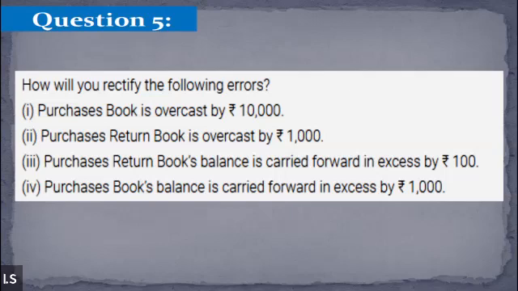So could you just tell me, in order to rectify this particular error, what should we do now? If we have recorded 10,000 in excess of what should have been recorded, what can we do now? Sir, we had to debit the suspense account. I mean, just tell me what should have been done in the purchase book. Purchase book debit.